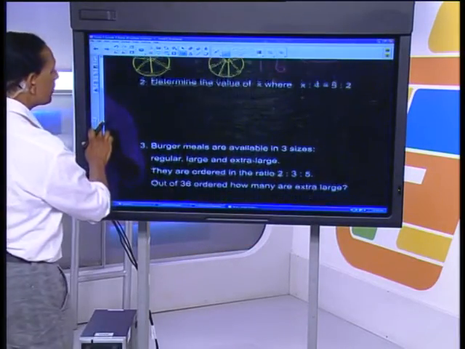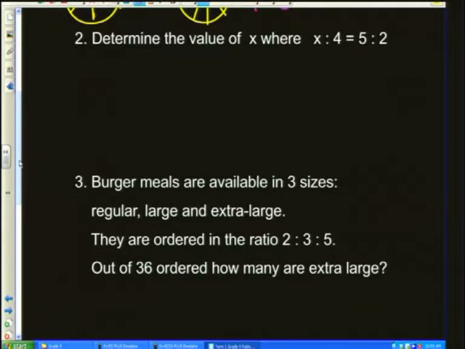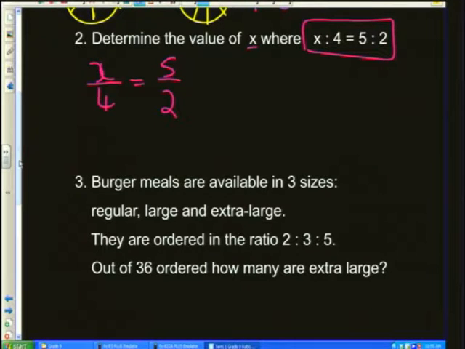Brilliant. Right. Determine the value of x. Now, guys, if you get an example like this, remember a ratio is also a fraction. So x:4 can be written as x/4, and 5:2 can be written as 5/2. So that is my advice to you.